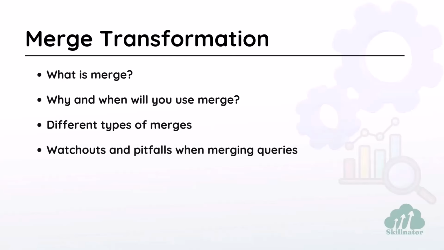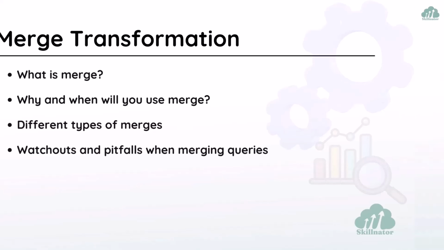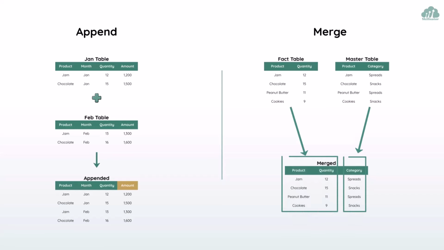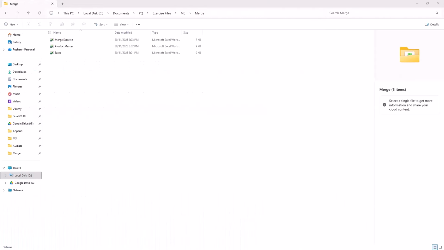In the last few videos, we learned about combining tables using the append option. In this video, we're going to explore the merge feature. Using append, we can add more rows to our table or expand our tables vertically. With merge, you can add more columns to your table or expand your tables horizontally. We're going to work through an example to understand why we would need to merge queries and how we can do that. As always, the exercise files for this lecture are provided in the resources section.